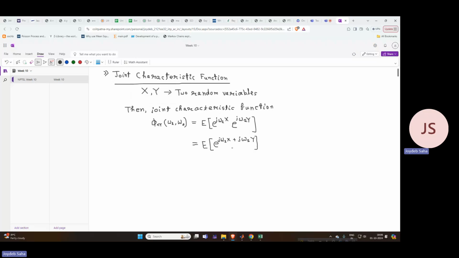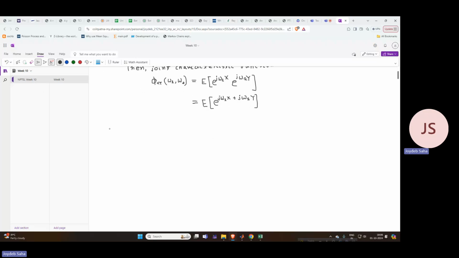There are some properties of joint characteristic function, but we will discuss those in terms of problem solving. We'll solve some problems, and before that let us discuss in a few lines the joint moment generating function.